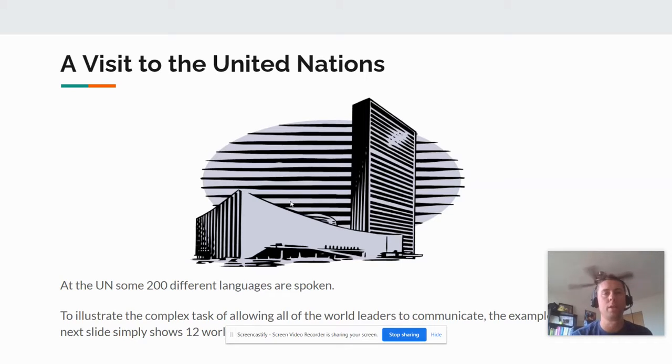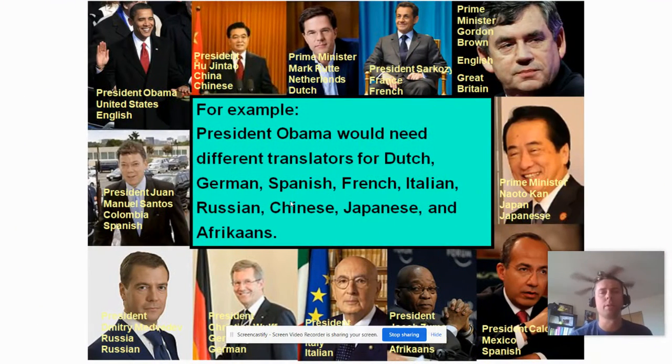So let's take a trip to the United Nations here. The United Nations is a group of world leaders that all come together to make decisions and talk about policies and politics and all sorts of other things. But when you get all these world leaders together, they're all speaking different languages. And yes, this slide's a little old. I still have President Obama up here.